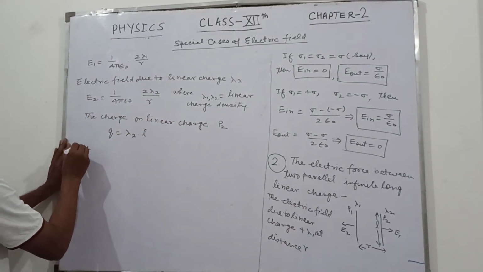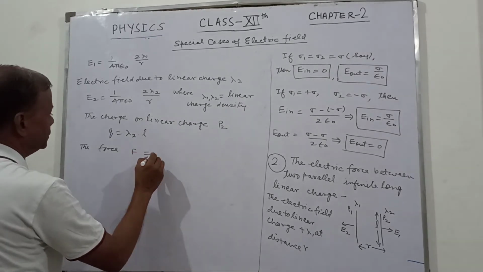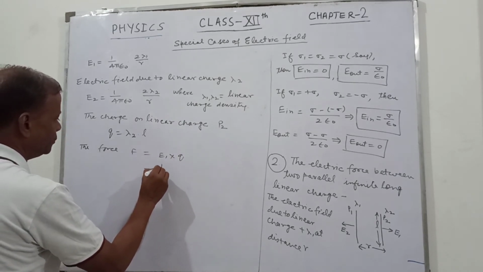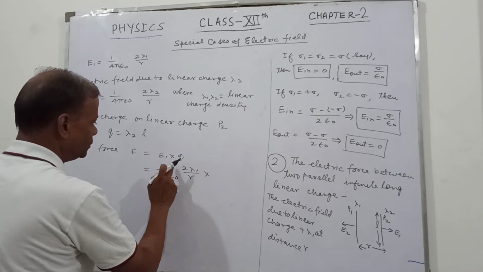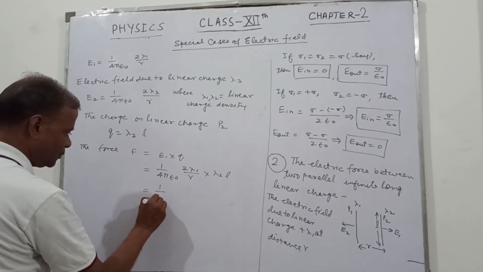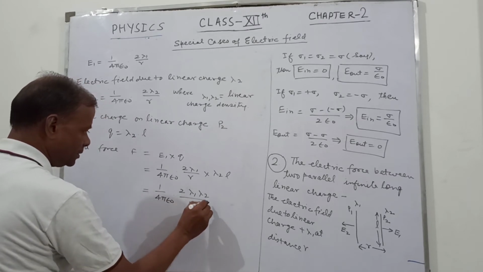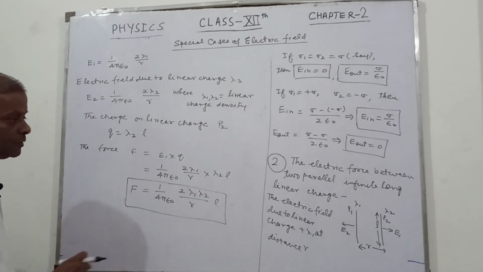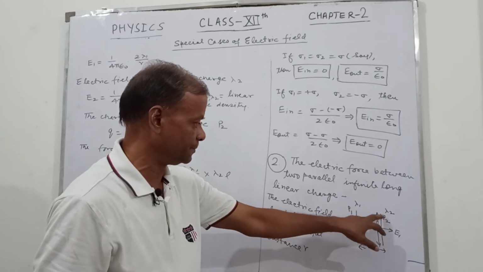So the force F is equal to E1 into Q. E1 equals 1 upon 4 pi epsilon naught into 2 lambda 1 upon R, into Q, where Q equals lambda 2 into L. So F equals 1 upon 4 pi epsilon naught into 2 lambda 1 lambda 2 upon R into L, where L is the length of the linear charge P2.